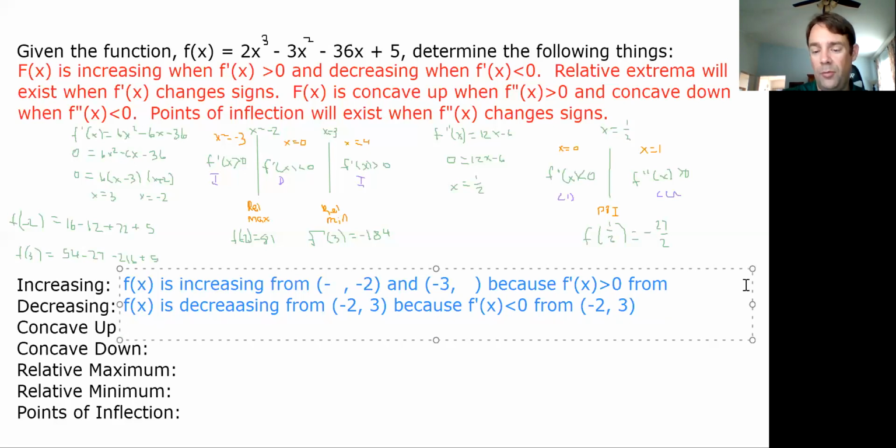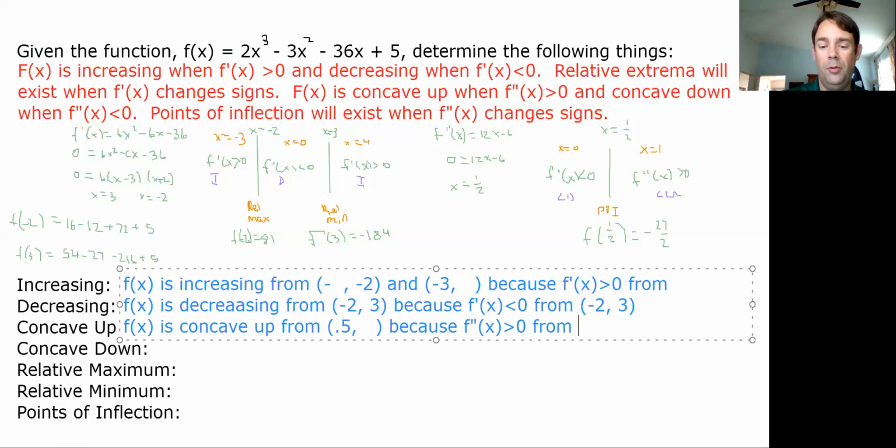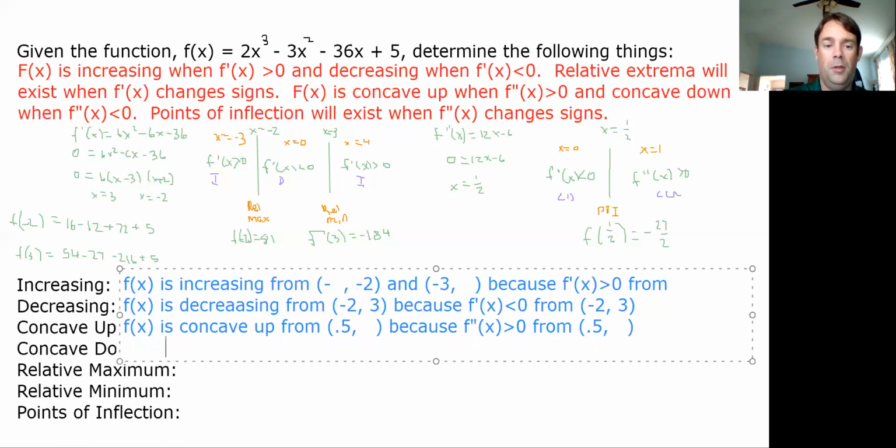Concave down or concave up. f of x is concave up from 1/2 to infinity because the second derivative is greater than 0 from 1/2 to infinity. f of x is concave down from negative infinity to 0.5 because it is less than 0 from negative infinity to 0.5.